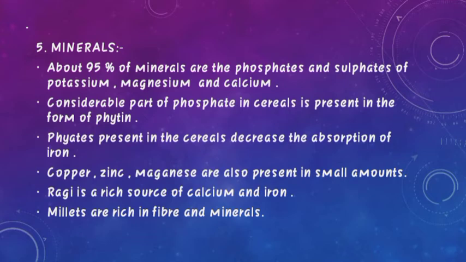In my previous video, I have already discussed that it forms a chelate with iron and doesn't let iron, that is the ferric form, convert into the ferrous form. And the ferric form is not absorbed by your body. Copper, zinc, and manganese are also present in small quantities. Ragi is a rich source of calcium and iron. Millets are rich in fiber and minerals.